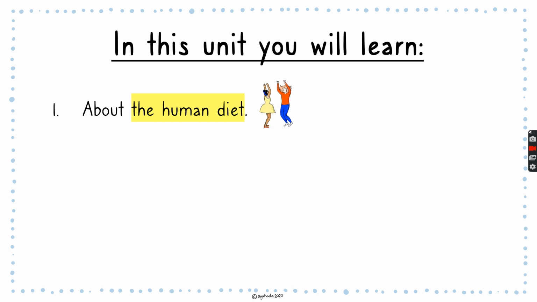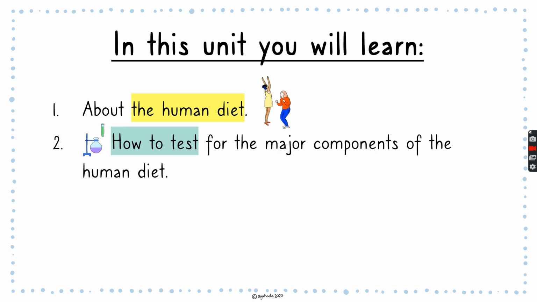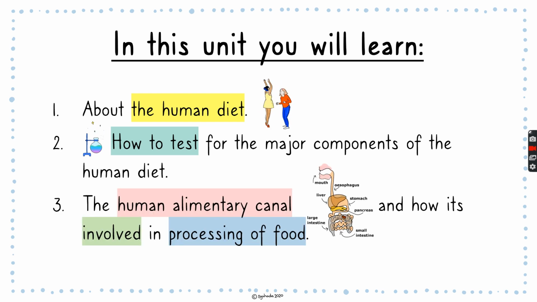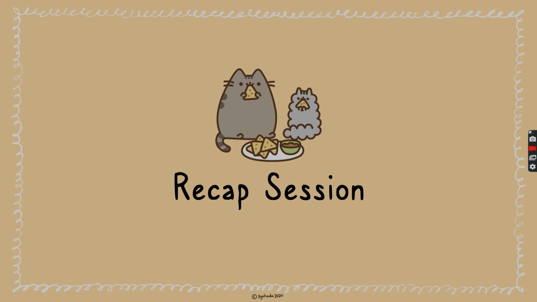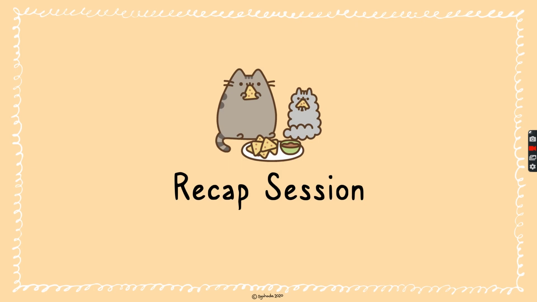So we're going to talk about the human diet, mainly about how to test for the major components of the human diet, and we actually did this in the previous lesson. Also going to look into the human alimentary canal involved in the processing of the food, but that won't be anything to do with today's lesson, because today we are actually going to talk about the components of the human diet. So let's do a quick recap session.